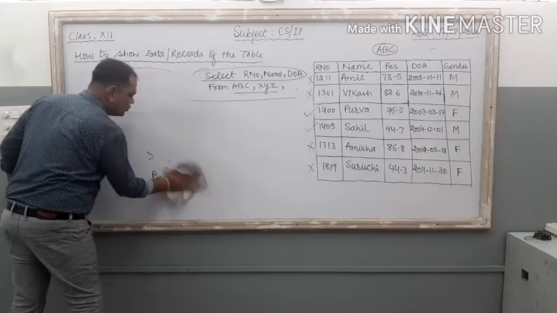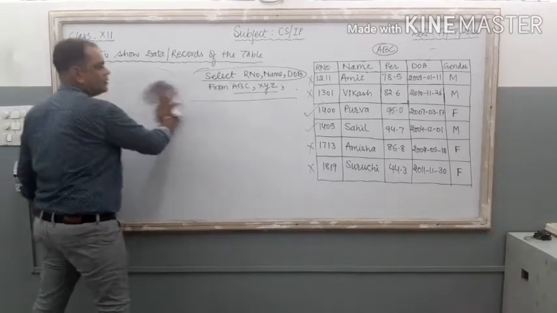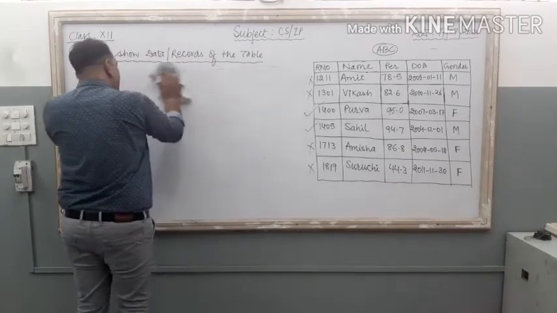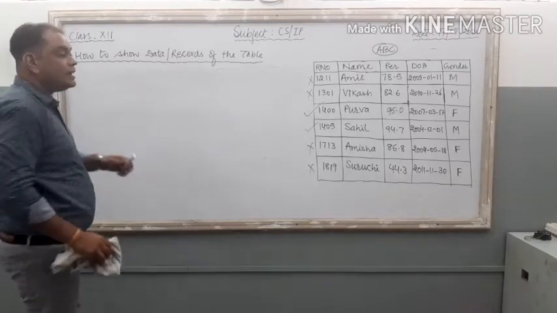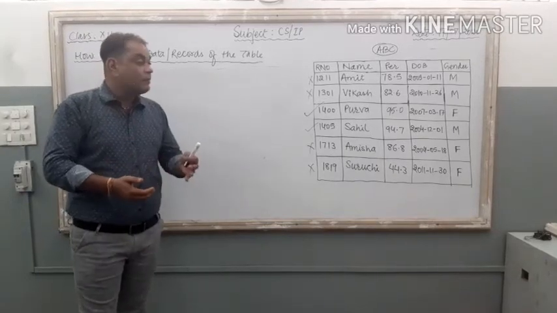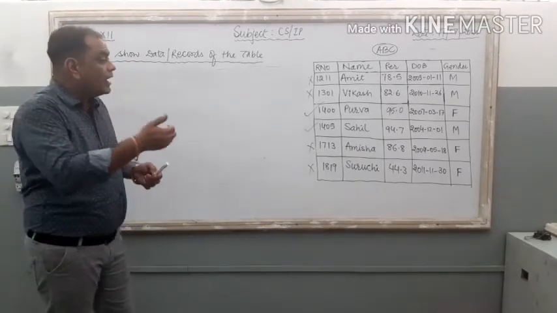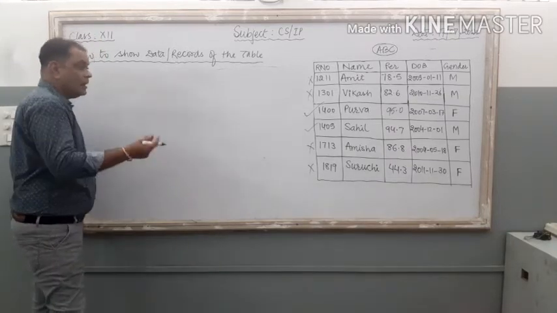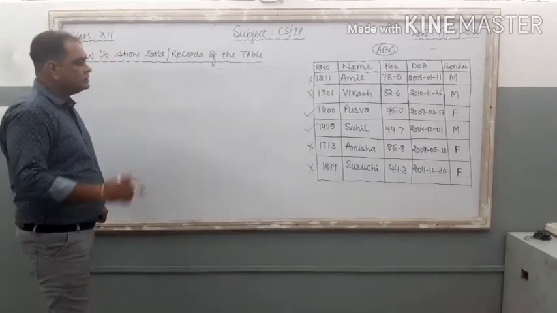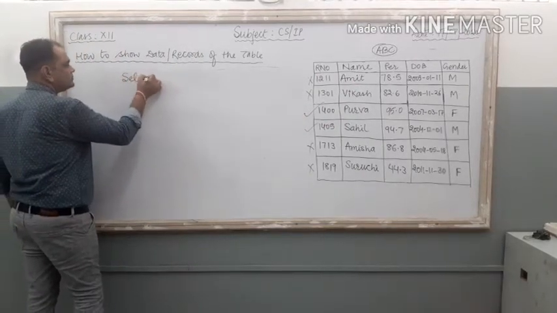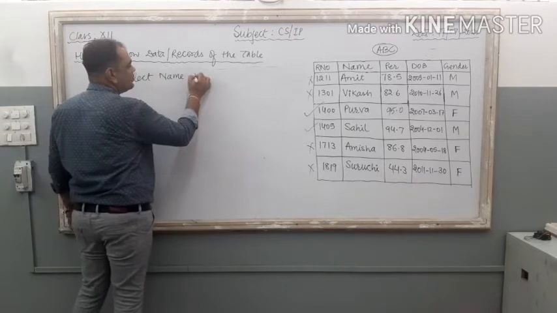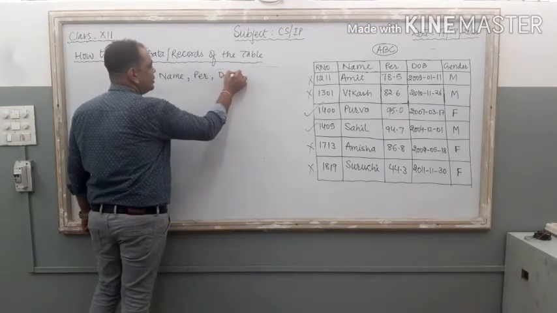Suppose I want to show those records from the table that have percentage in between 70 to 80. Here two different conditions are there. I want to show those records where the percentage of those particular students is in between 70 to 80. What will be the command? And I want to show the name, percentage and DOB, these three columns only, right? The command is select name, the first column name, then percentage, then the third one is DOB.